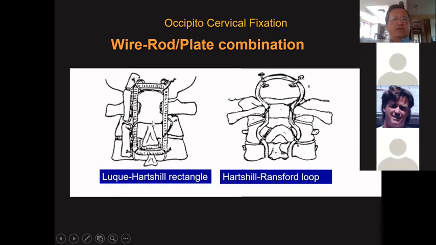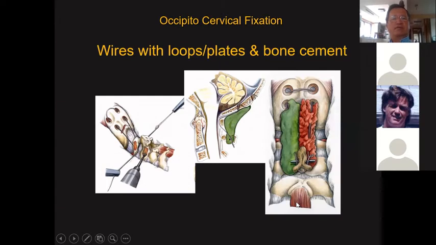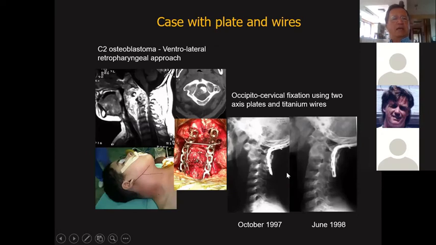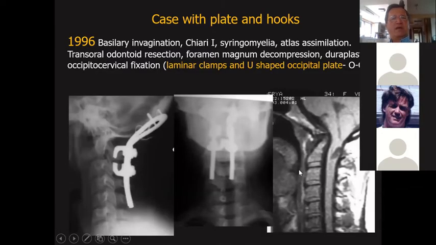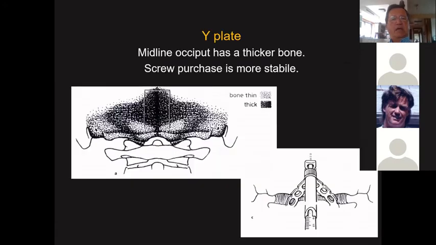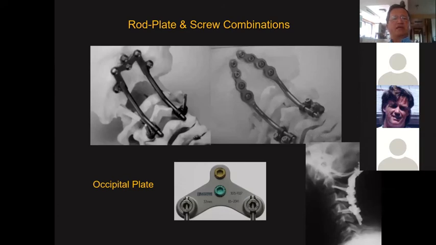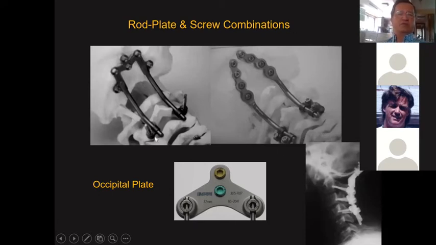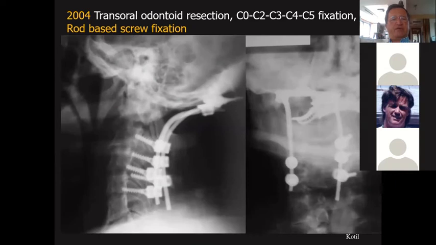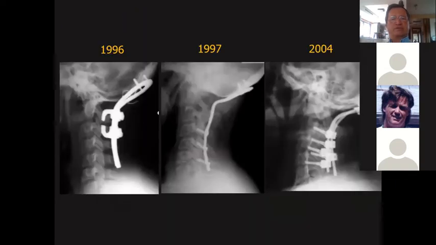These are some historical things, the Luque-Hartshill-Ransford loops. We were using that sometimes together with methyl methacrylate. These are some cases from my own series. Yes, I can just skip them. But recently, we have those rod plate and screw combinations, which make it very easy to apply occipitocervical fixation. These are some pictures from my own usage.